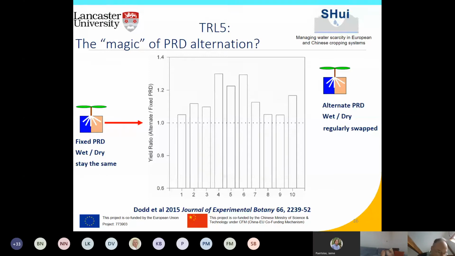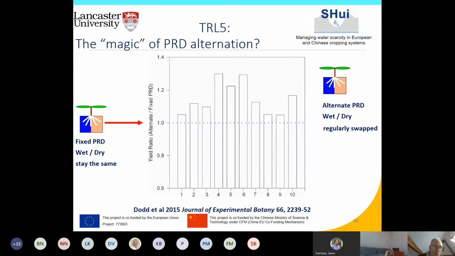Now, it's this reduction in stomatal conductance, a reduction in the effect of the signaling that has prompted this suggestion to alternate the wet and dry parts of the root system. And certainly, when studies have applied either fixed or alternate partial root zone drying, there often seems to be a benefit of alternating the wetting and drying parts of the root system.